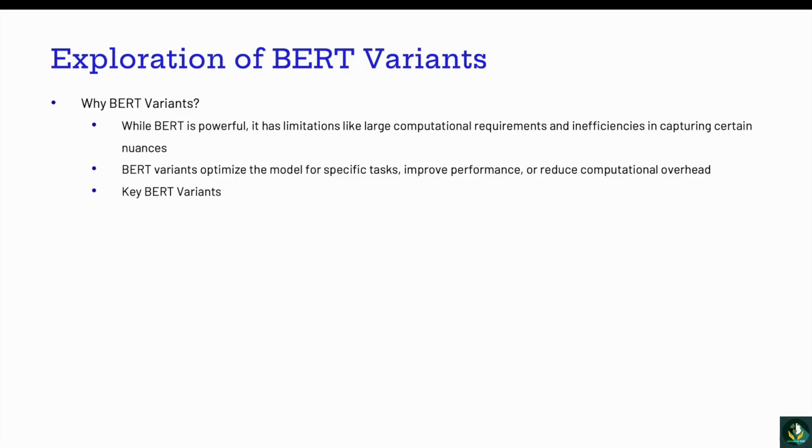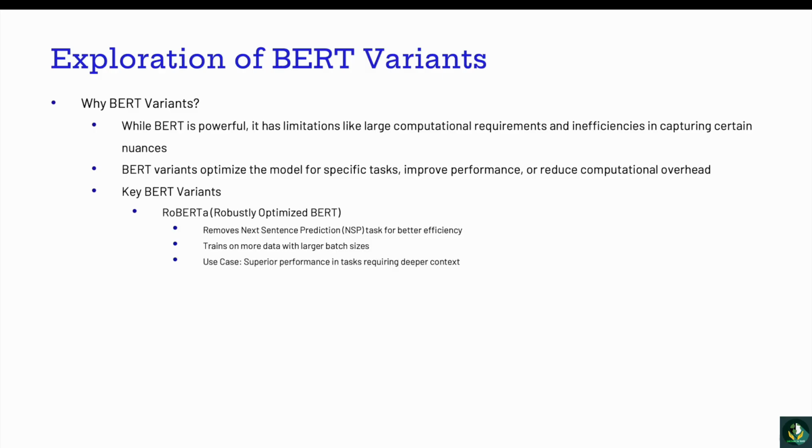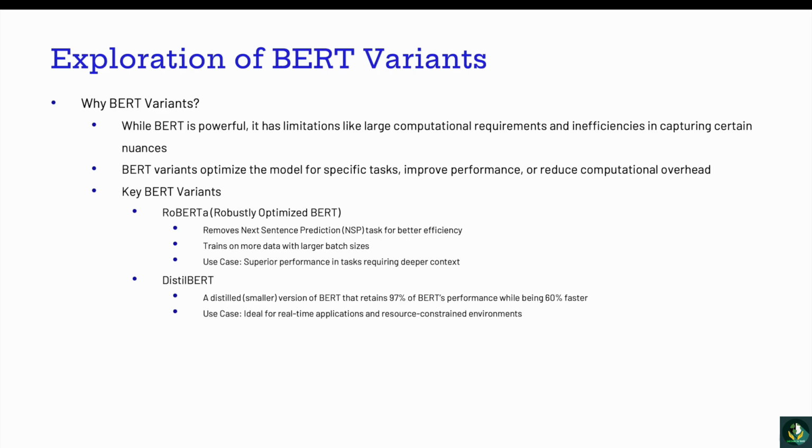Some of the key BERT variants include RoBERTa, or robustly optimized BERT. It removes the next sentence prediction (NSP) task for better efficiency. It trains on more data with larger batch sizes, and a use case can be superior performance in tasks requiring deeper context. Then we have DistilBERT, a distilled or smaller version of BERT that retains 97% of BERT's performance while being 60% faster. Use case is ideal for real time applications and resource constrained environments.